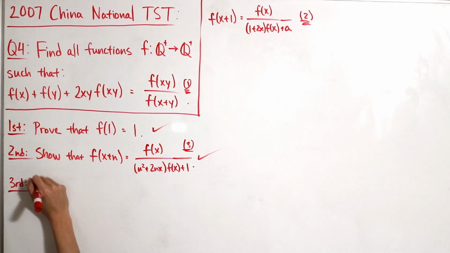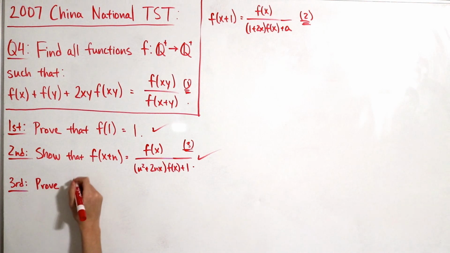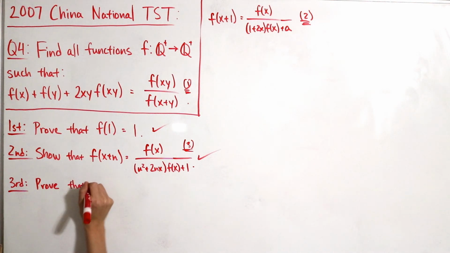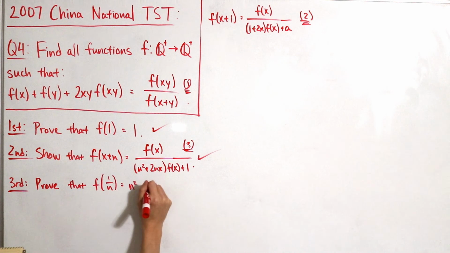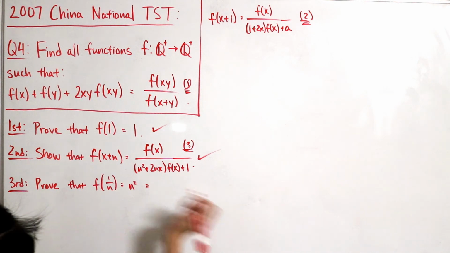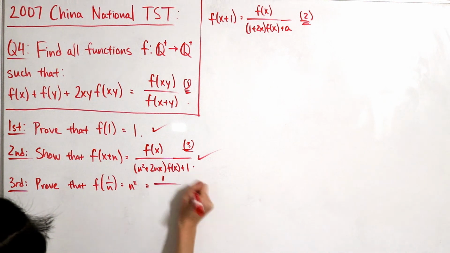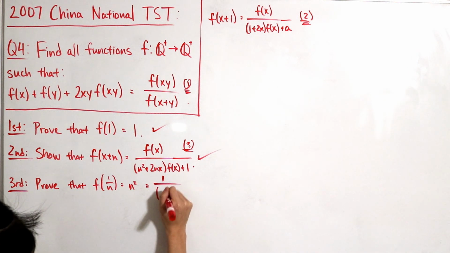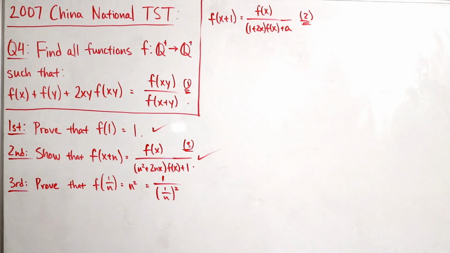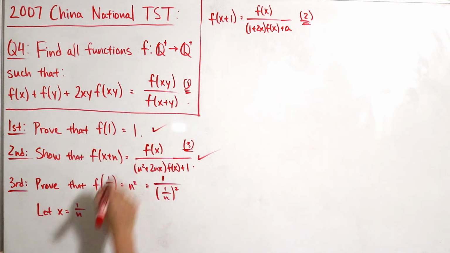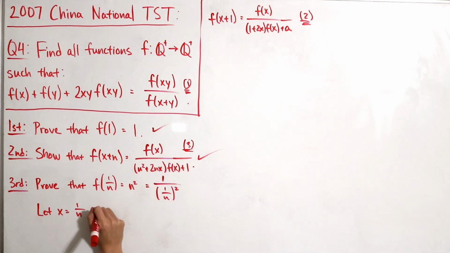So now, next thing for step number 3 is that we want to prove that f of 1 over n is equal to n squared, where from that simplification, in other words, it's saying 1 divided by 1 over n quantity squared. So now let's actually perform that. Suppose that we let x equals 1 over n. Then we just plug this back to right here. We plug this in number 3.